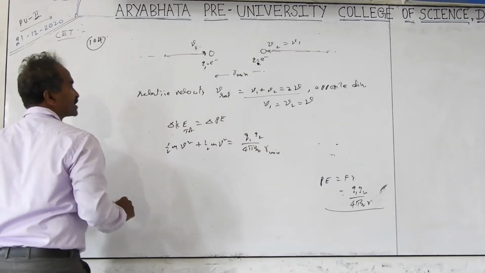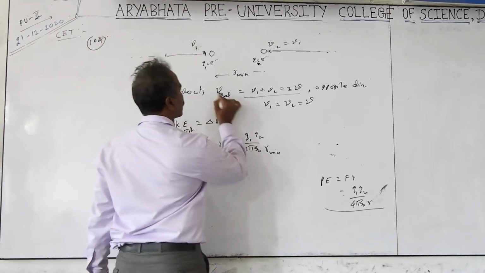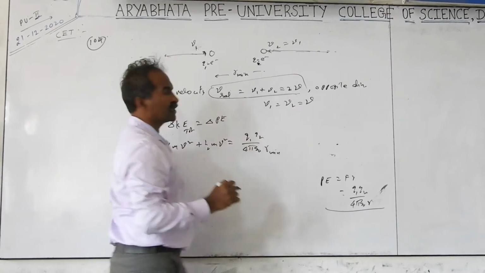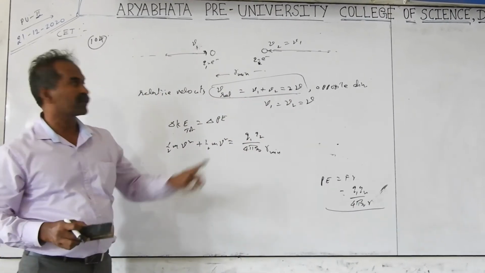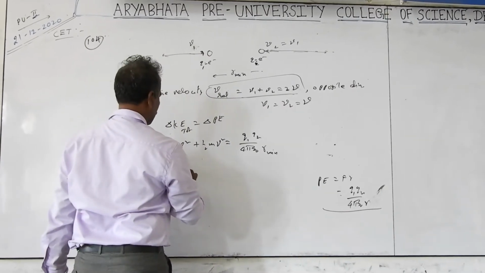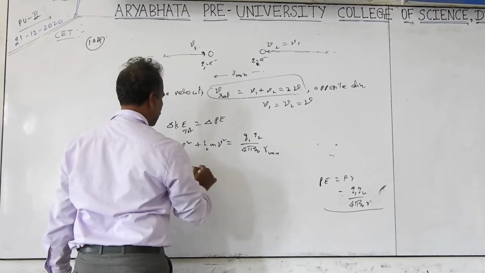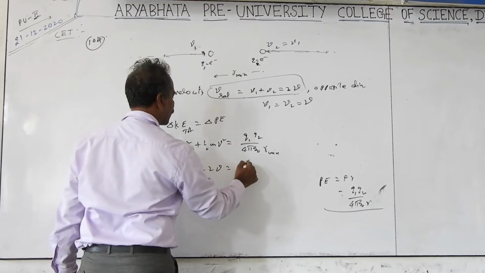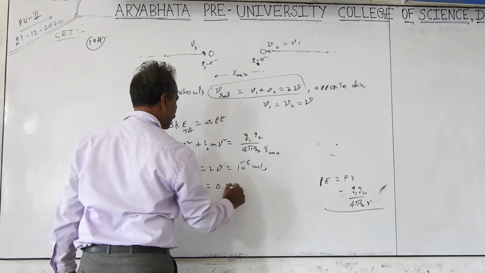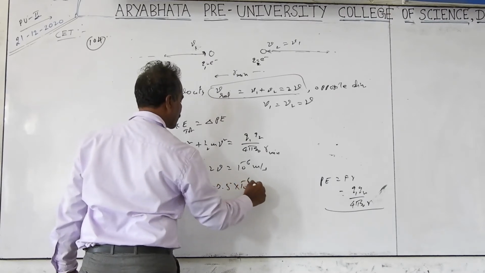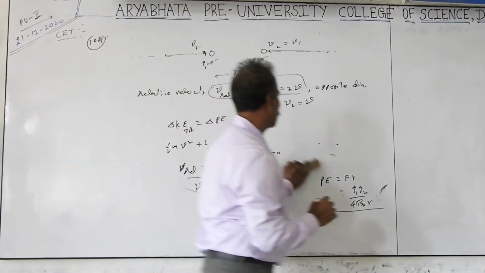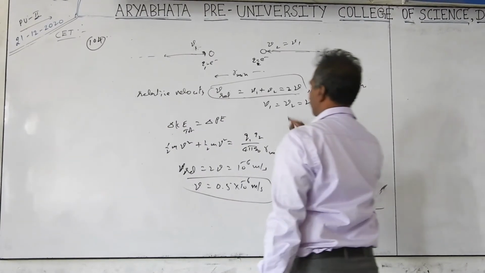And what is the relative velocity given to you? The relative velocity is 2v, and 2v is given as 10 to the power of minus 6. From that you have to find the value of v. V relative is equal to 2v, which is equal to 10 to the power of minus 6 meters per second. So v equals 0.5 into 10 to the power of minus 6 meters per second. Now substitute the values into this expression.